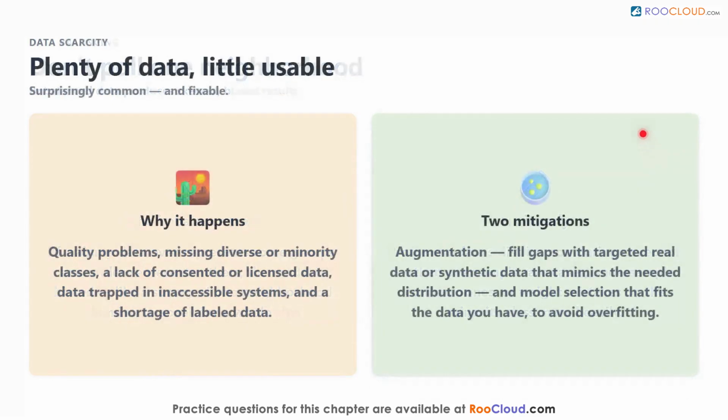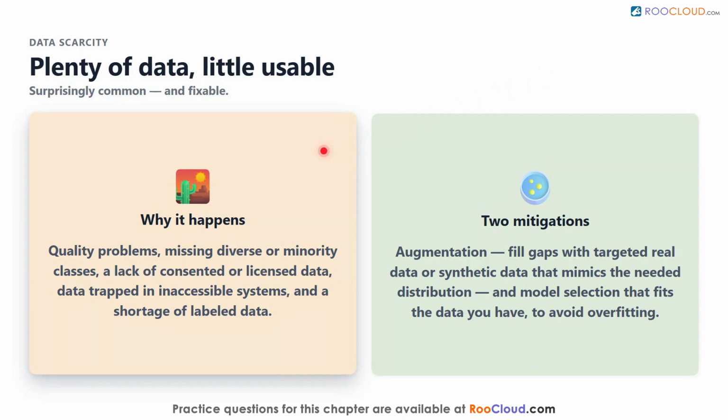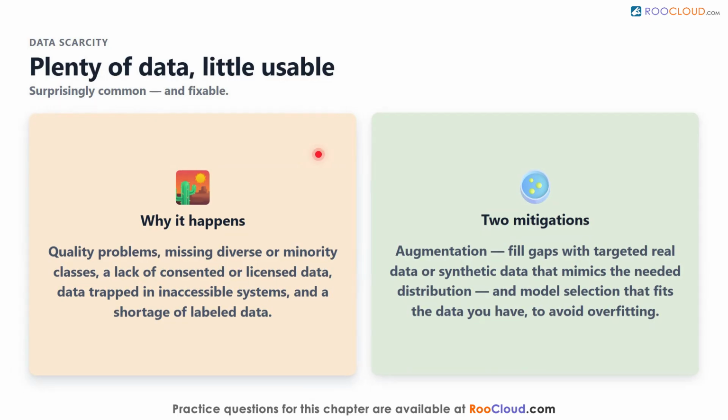Closely linked is data scarcity, the surprisingly common situation where an organization has plenty of data but little it can actually use. The causes include quality problems, missing diverse or minority classes, a lack of consented or licensed data, data trapped in inaccessible systems, and a shortage of labeled data. 2 mitigations help. Augmentation, where you fill gaps with targeted real data or generate synthetic data that mimics the needed distribution. And model selection, where you choose a model that fits the amount of data you have to avoid overfitting.